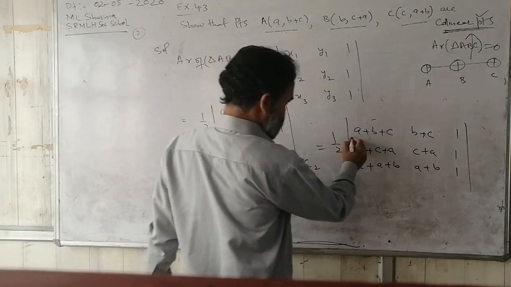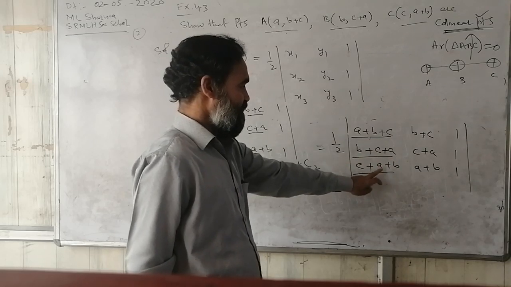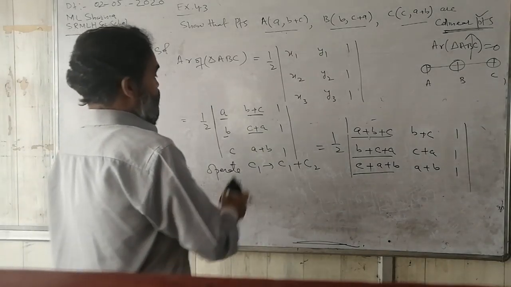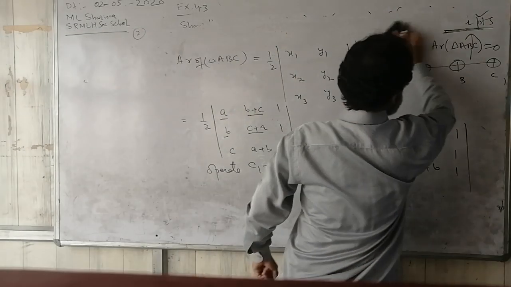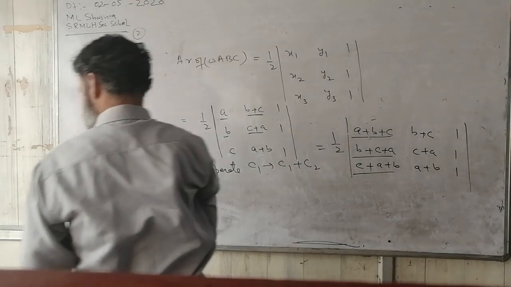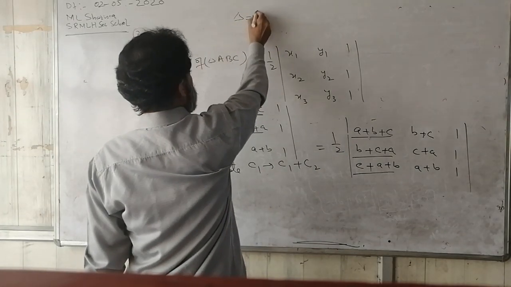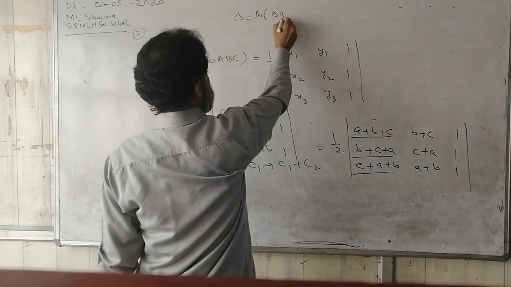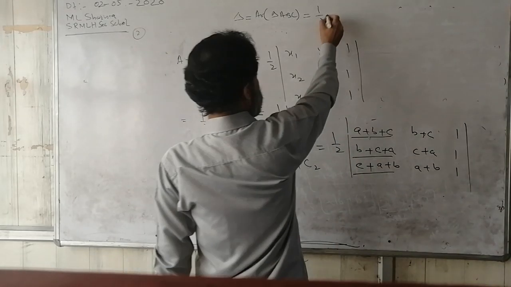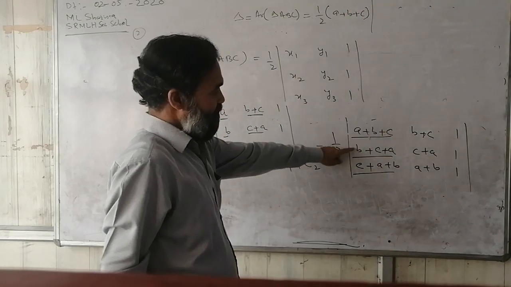Now in column C1, these three elements, a plus b plus c, a plus b plus c, a plus b plus c, are common. I can take this factor as common. If I take this factor outside the determinant, delta, the area of triangle ABC, will equal half times this factor taken outside, and inside 1, 1, 1 will be left.